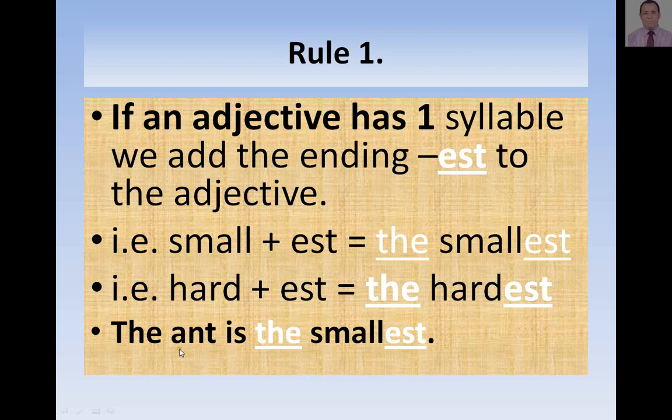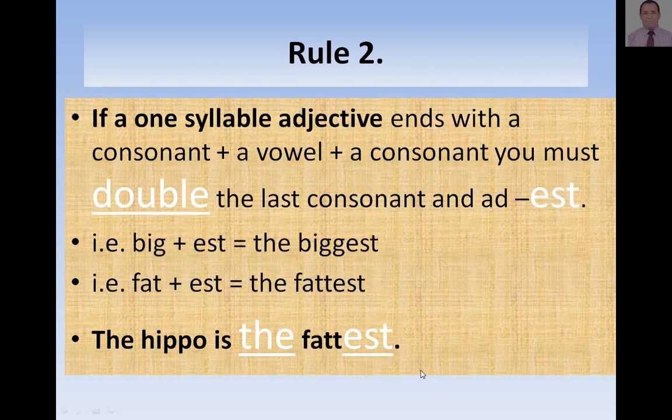Example, I can say the ant is the smallest. So the ant is the smallest. The and the small plus est. Let's go to the next rule.